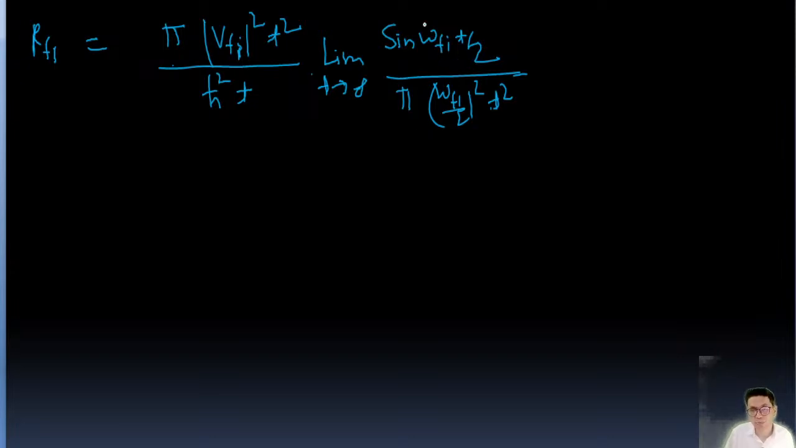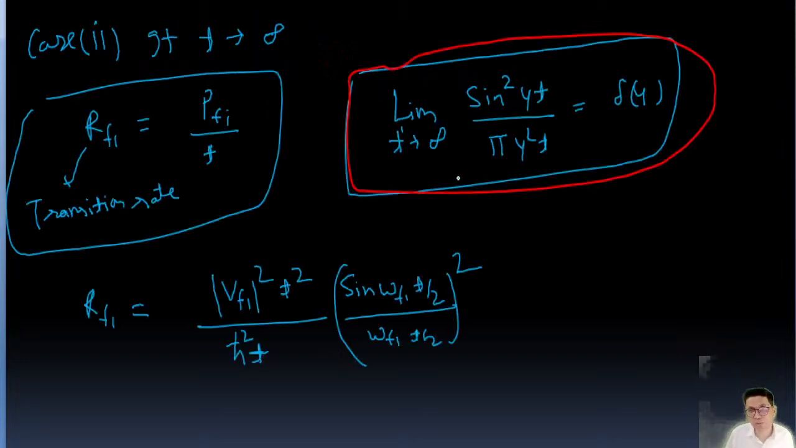Omega fi by 2 into t. We can write this as omega fi by 2, right? And the t square will get cancelled. This value will get cancelled, and this t will come here, and then we can use this formula.